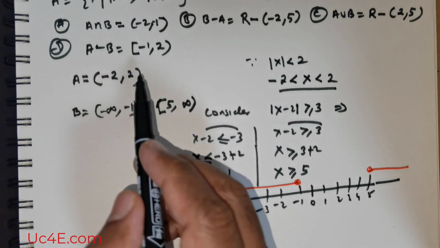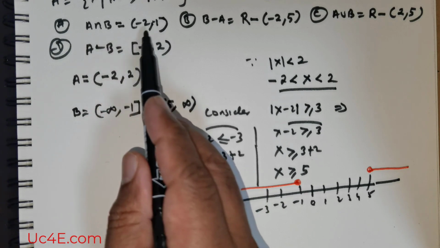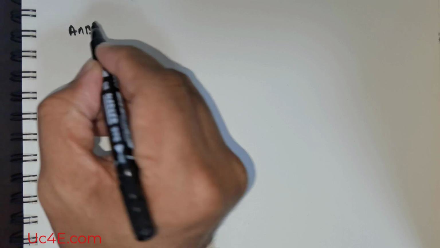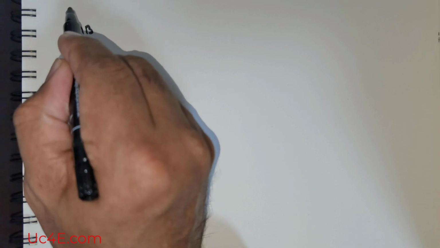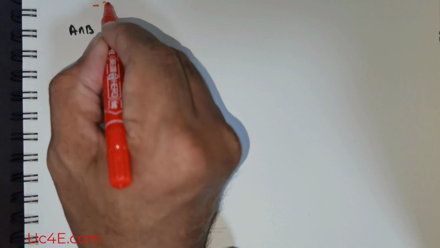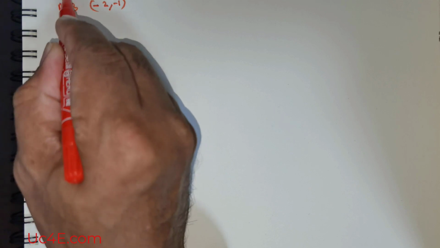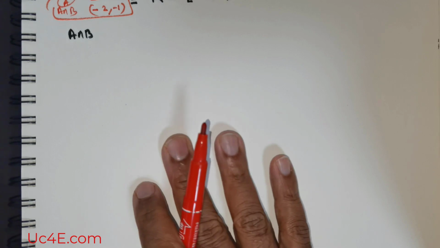Now the all important question is the choices. A intersection B is negative 2 comma negative 1. Is it true or not? Now we need to find A intersection B, because according to the choice, A intersection B is given to be negative 2 comma negative 1, everything open. This is according to choice A. You can check it out, but I want to know whether this is what we are going to be getting.